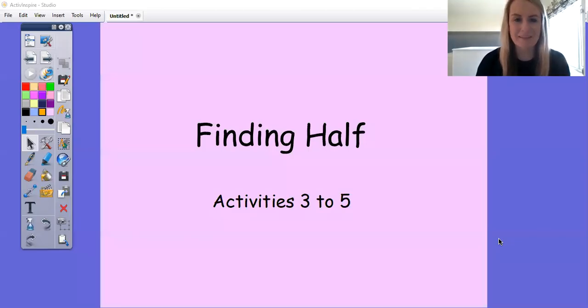Hi everyone. So this week we're learning all about how to find half of an amount. You should have already completed activities 1 and 2, which were practical activities to help your child to understand what half looks like and what half means. Today I'm going to talk through activities 3 to 5 and what the children need to do for those.